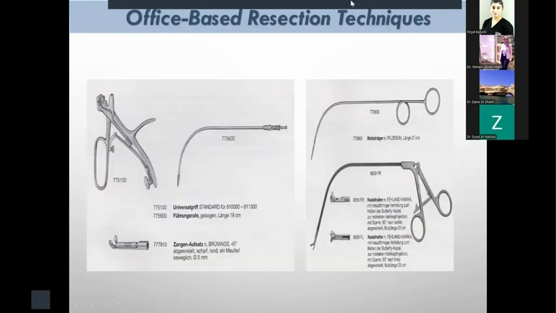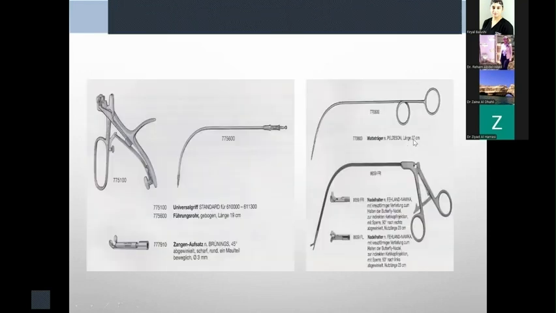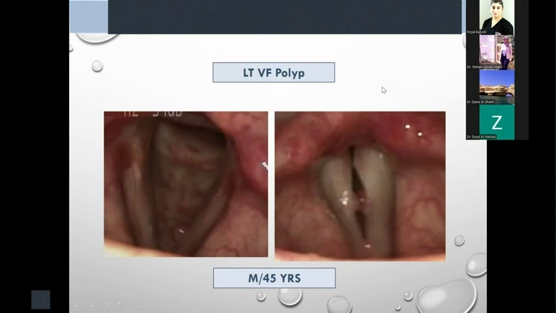So these are the instruments I use for the office-based resection techniques. And this is a 45-year-old male patient with a left vocal fold polyp. You will see here the left vocal fold. This is during phonation, and of course, this is during respiration.